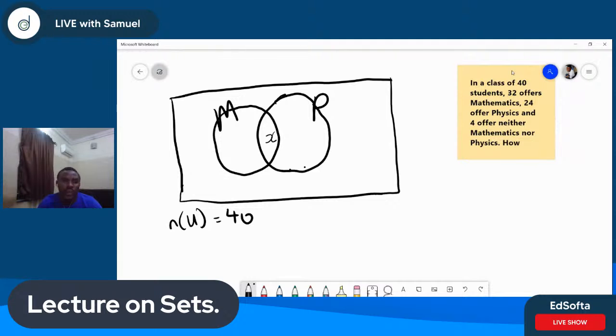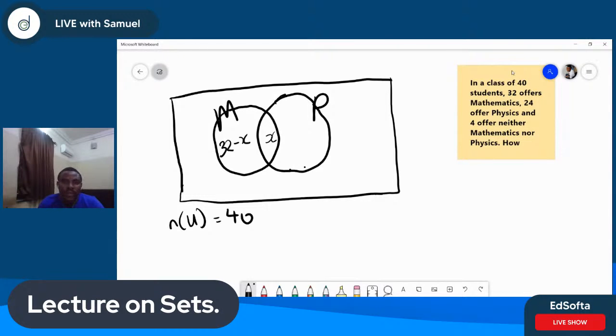But they say 32 offer mathematics. So the number of people that offer mathematics only will be 32 minus X. Why? Because X offers both mathematics and physics. So for us to know the people that offer mathematics alone, it should be 32 minus X.